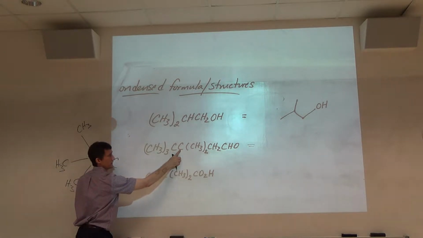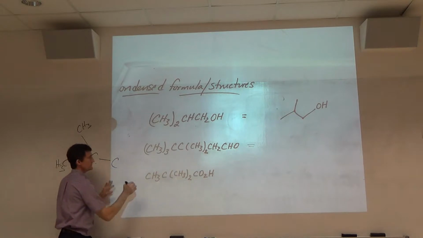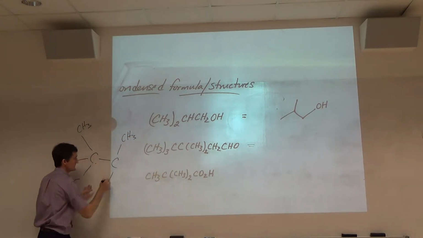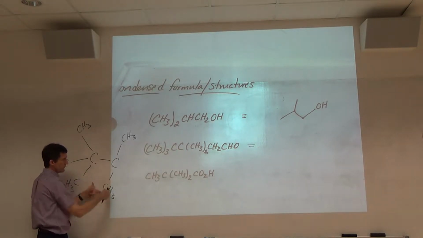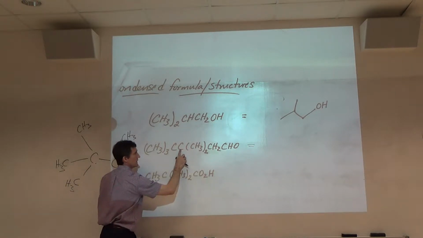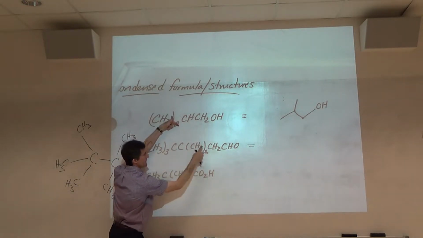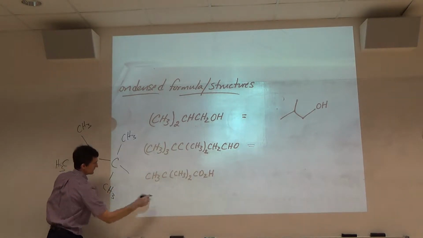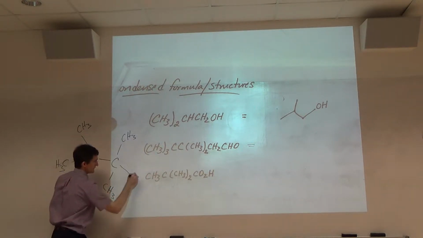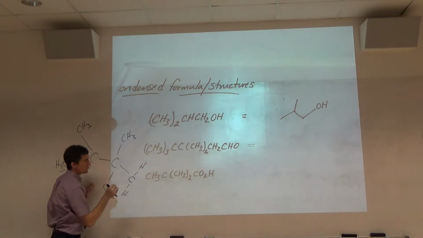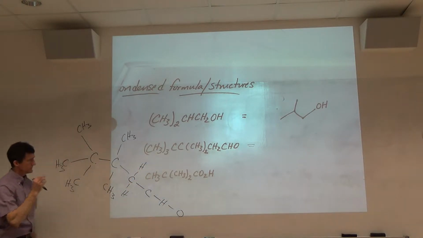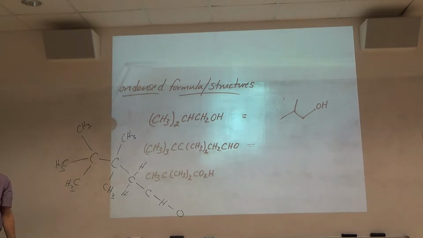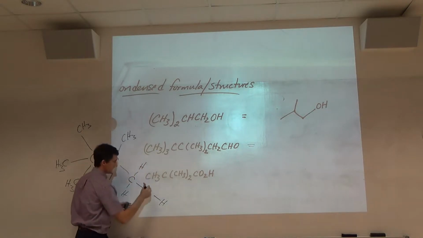What's that carbon bonded to? Two CH3s again? When you have a CH3, you can only be bonded to one other thing, because that's the fourth bond. Then what? These two are like here, and then that's bonded to that. And so that's CH2, and that's bonded to what? Another carbon, and that's bonded to an H, and double bonded to an O. Yes, it's actually like this.